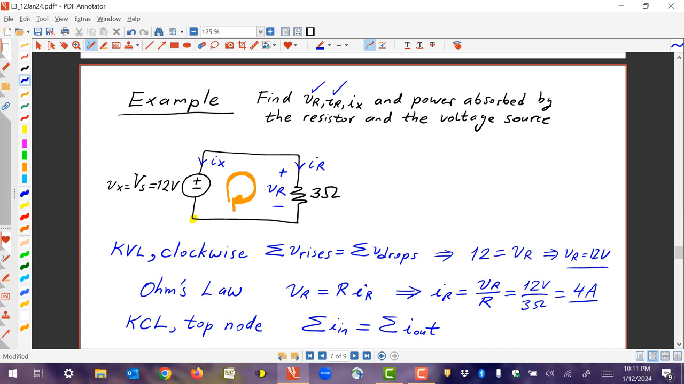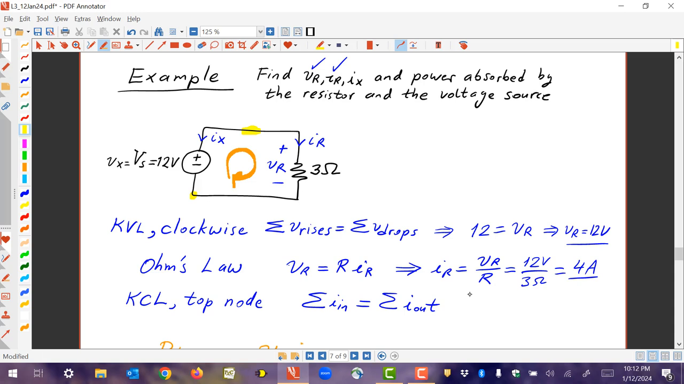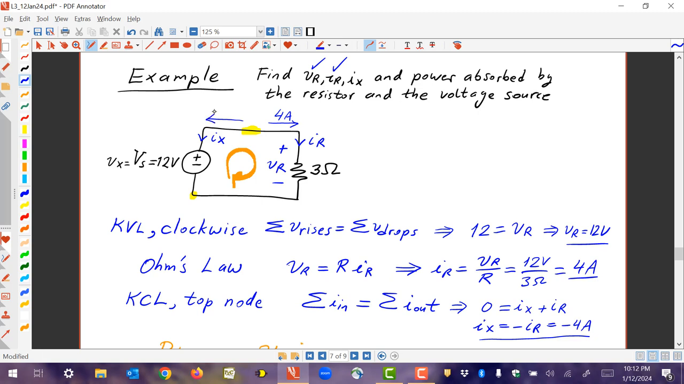Let's do IX. Okay, to figure out IX, we have to use Kirchhoff's current law. In fact, we're going to apply Kirchhoff's current law at this top node. You can call this the top node if you like, or the top wire, you could say, right? So if I apply Kirchhoff's current law at the top node, notice that both IX and IR are coming out of the node. So actually, there's nothing going in, right? So what you have there is zero going in, nothing going in, and then you have IX plus IR coming out. So that means IX is equal to minus IR, which is equal to minus 4 amps, right? I mean, that makes sense because this current IR is 4 amps, so this current must be minus 4 amps, right?